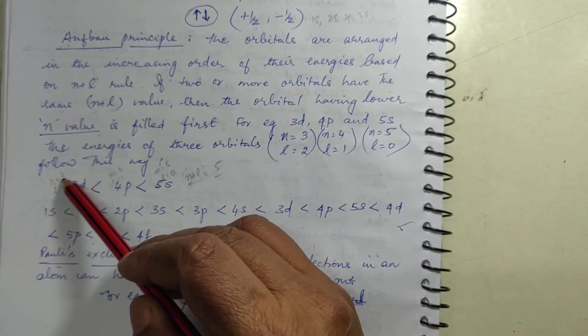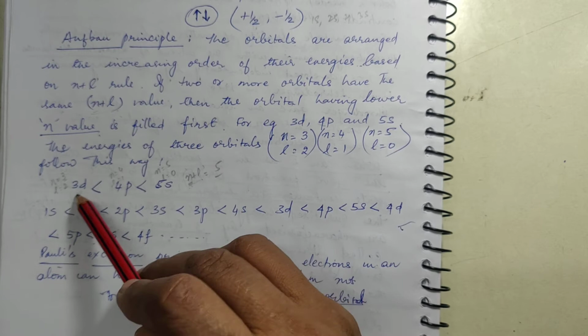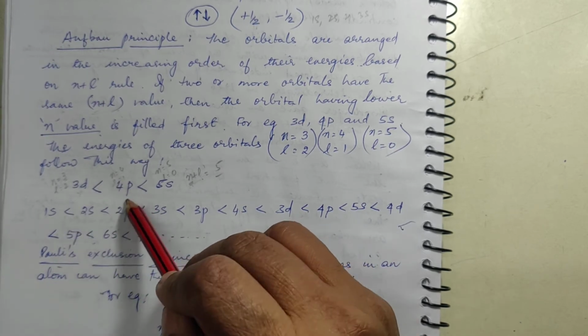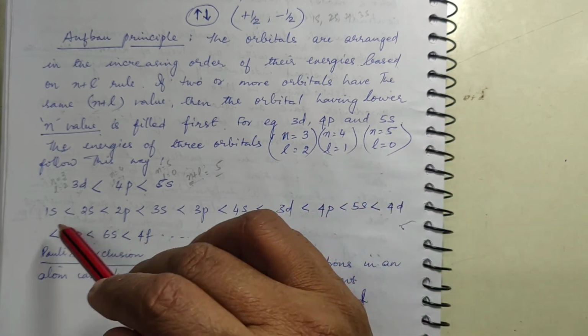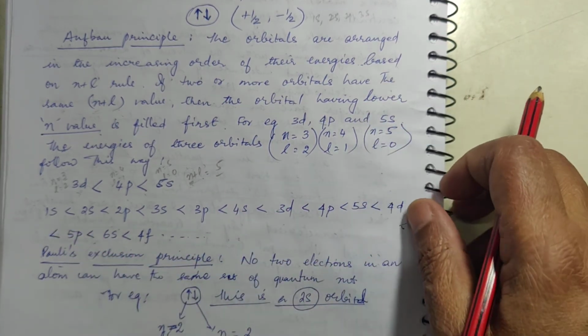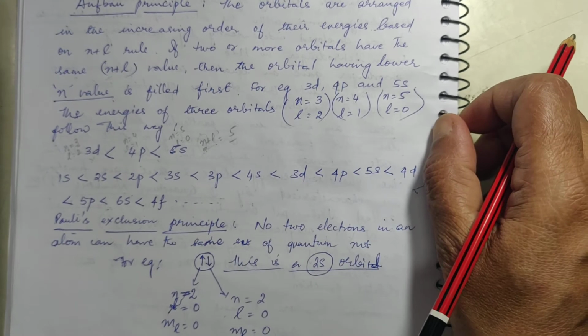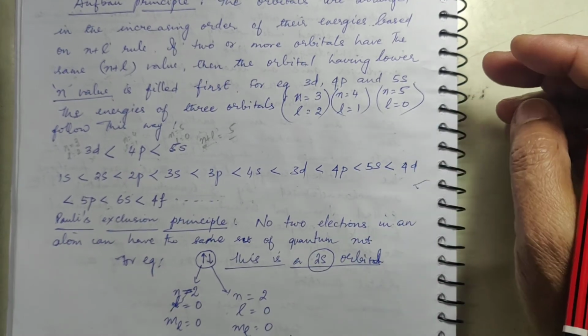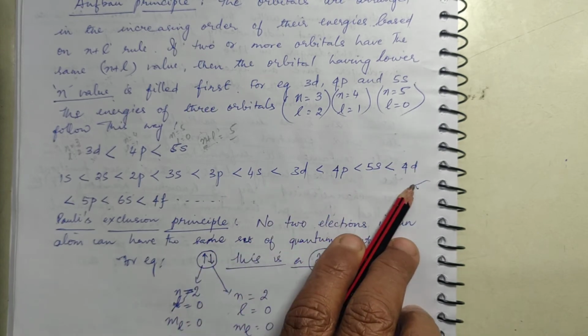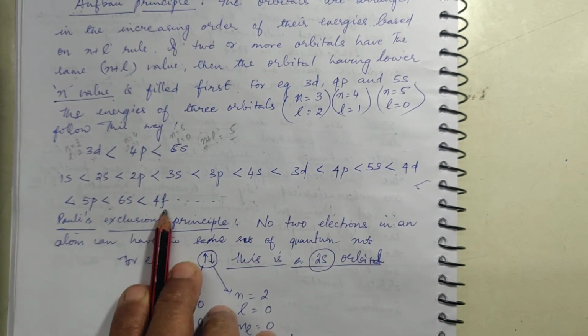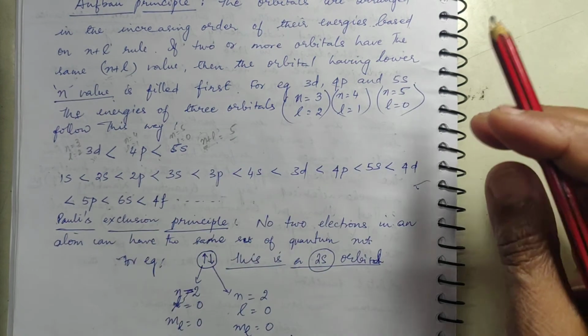So here, lower n is that for 3D. So 3D is having lesser energy than 4P. 4P is having lesser energy than 5S. So like this you should be in a position to identify the n plus L value and find out the order of arrangement. So based on this n plus L rule, we have arranged all the different orbitals like this. So this is Aufbau principle.